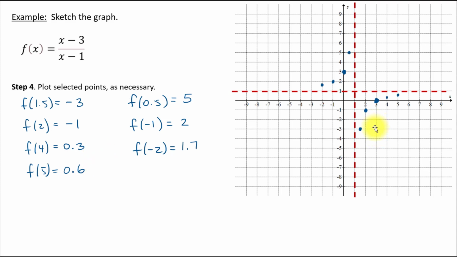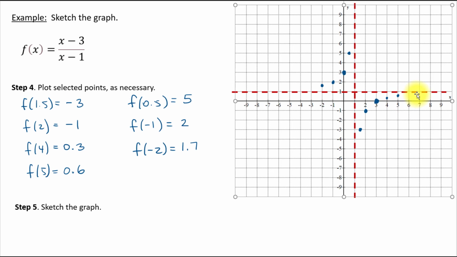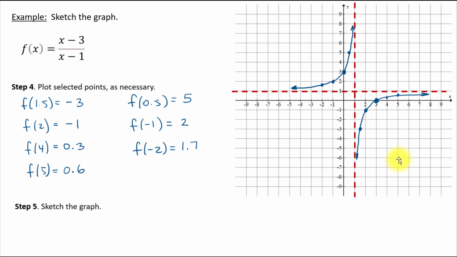With the additional points that I plotted, I have a better idea of how to sketch the graph. Looks like it's going to look like the graph of a reciprocal function. So I'm going to perform the last step and connect these points. Again, I keep in mind that ends of the graph should approach these asymptotes without crossing or touching them. And here's my sketch.